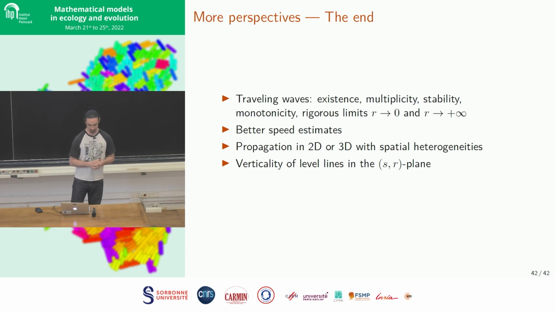And we can also look at propagation in higher dimensions with spatial heterogeneities. Can you block the invasion with some kind of wall or holes or whatever? And finally, there is a question raised by numerical simulations: can we prove this strange and mysterious verticality of level lines in the S-R plane?